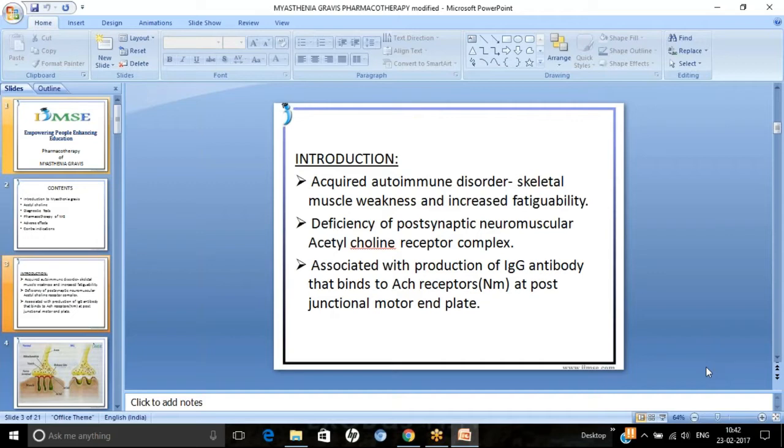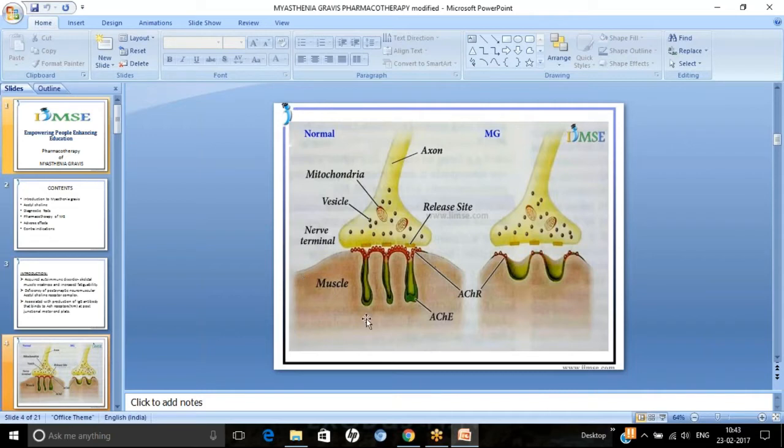Basically, there are two types of receptors under the parasympathetic nervous system, that is nicotinic and muscarinic. And the nicotinic has the nicotinic neuronal type and the nicotinic muscle type. We are only considering the nicotinic muscle type because the somatic nervous system has these nicotinic muscle type receptors on its motor end plate. I hope I am clear about this. Now, why is there a deficiency of the receptor complex? Because it is associated with production of IgG antibody that binds to acetylcholine receptors at the post-junctional motor end plate, blocking normal NMJ transmission, all right?